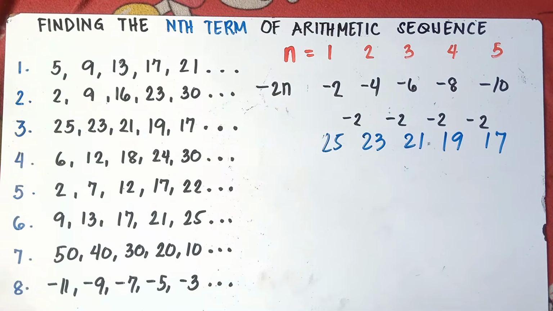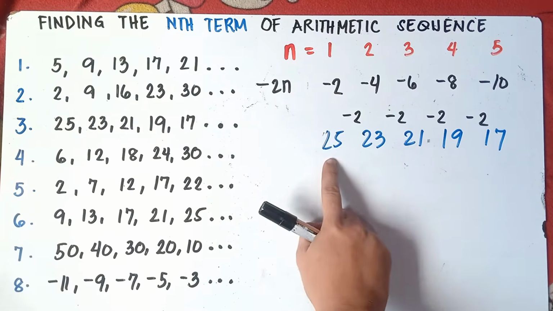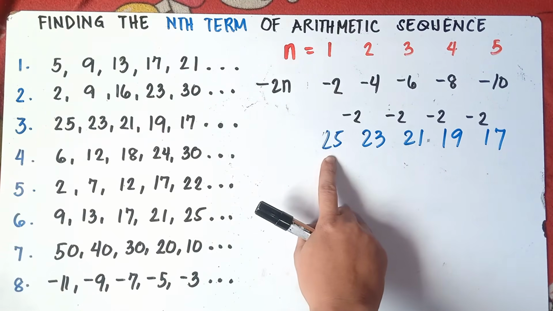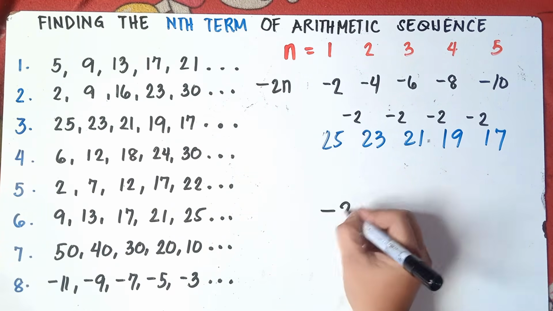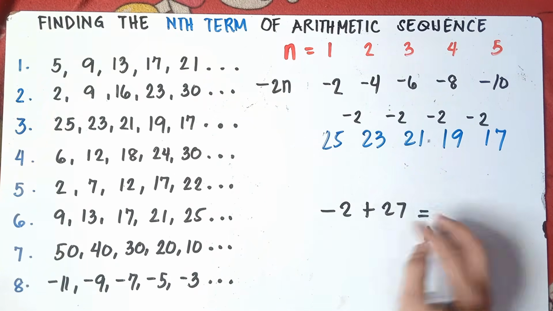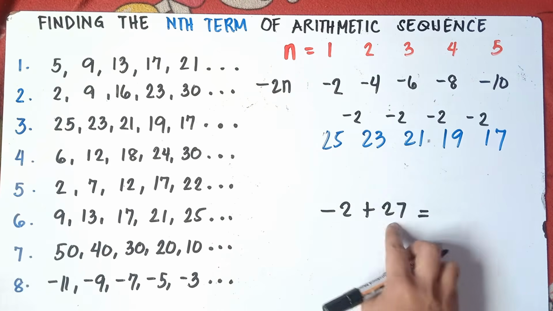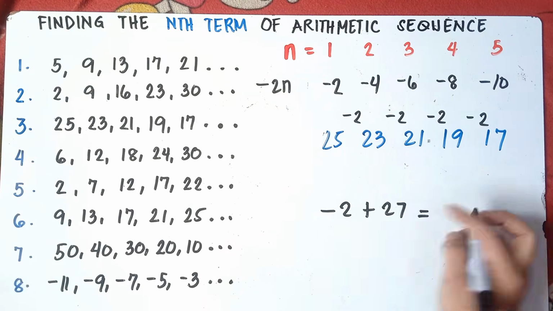So what will we do, class? What will be the thing that we will do to make this negative 2 become positive 25? Of course, we will be adding positive 27, right? Because negative 2 plus 27, if the signs are not the same, subtract then copy the sign of the larger number. So 27 minus 2 is 25.